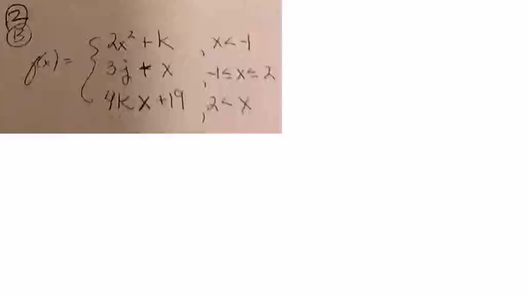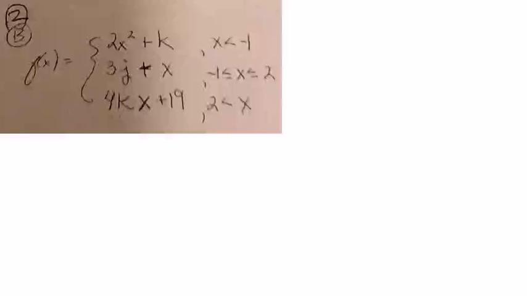Alright, Chapter 3 Study Guide, Limits, Problem 2b. Another piecewise continuity problem where we need to find values, this time k and j, that are going to make this function continuous for all values of x. So same as last time, except a little more complicated because now we're going to have to come up with two equations and create a system to solve them. So let's go ahead and jump right in.